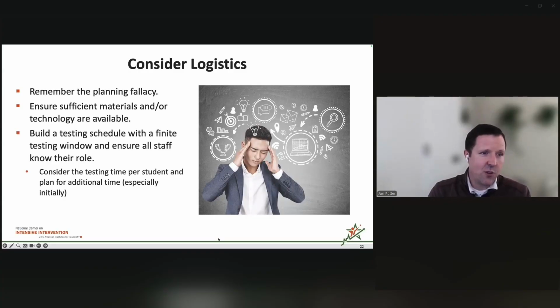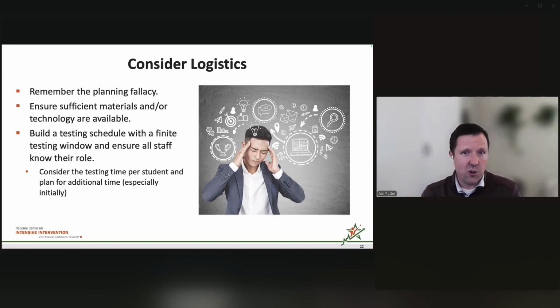Also build a testing schedule with a finite window and ensure everyone knows what their role and job is within that window. And so there's a couple ways to think about that. One is that screening, for you to compare all students against the standard, they all need to be assessed within relatively the same amount of time, meaning time on your calendar. And so this is why it's nice to have a school-wide assessment team, because every kid will get screened maybe in these couple of days, and you can compare all of that data.